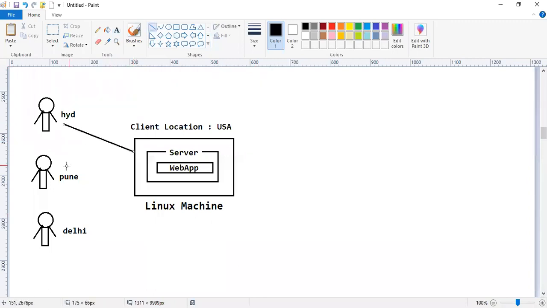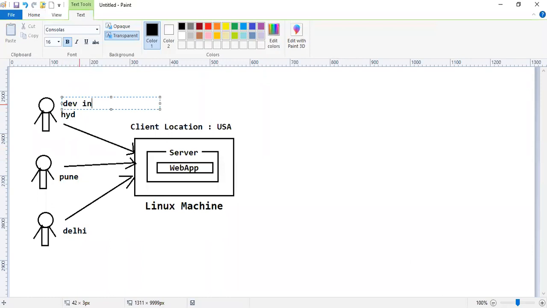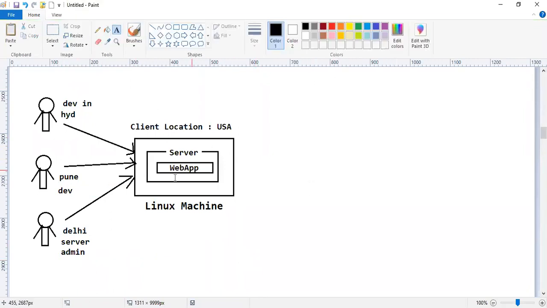All these people can connect to the same Linux machine at a time. That is called multi-user operating system. The developer is checking, is there any problem in the code? The administrator is checking, is there any problem with the server? So multiple team members are connecting to the same machine at a time. Developers and administrators are connecting to the server. The Hyderabad developer, the Pune developer, and the Delhi server admin: three people in three different locations.